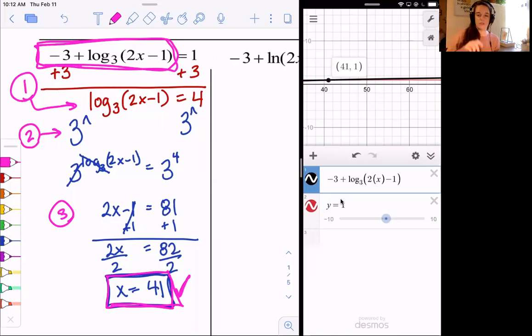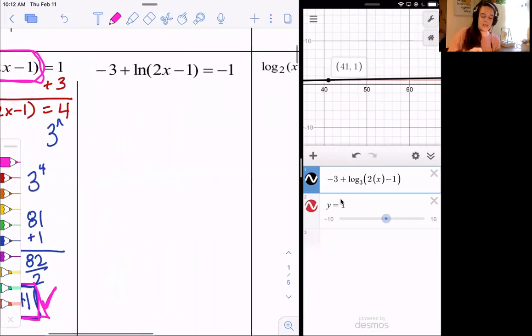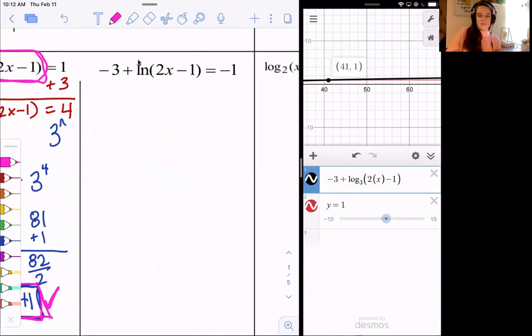All right, we'll try it again. I want you to go ahead and write down this problem. It looks very similar to our last problem.